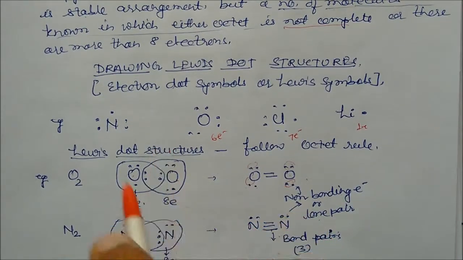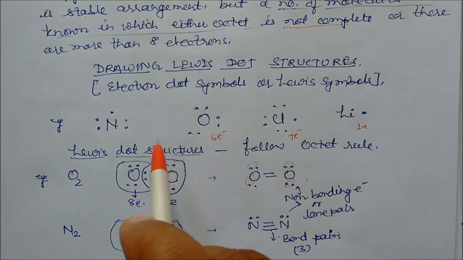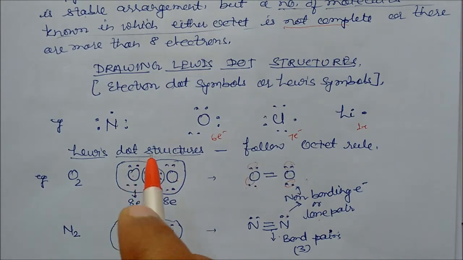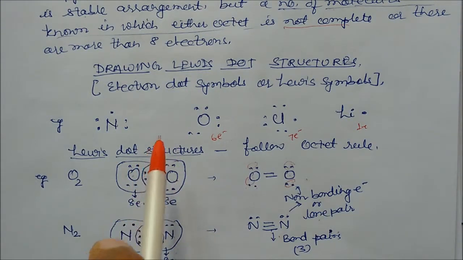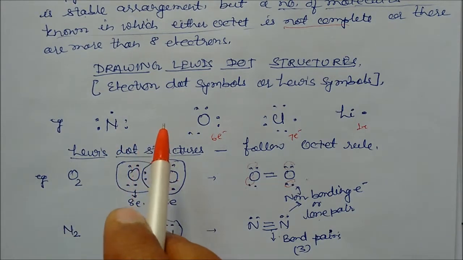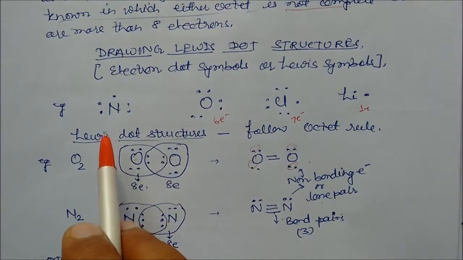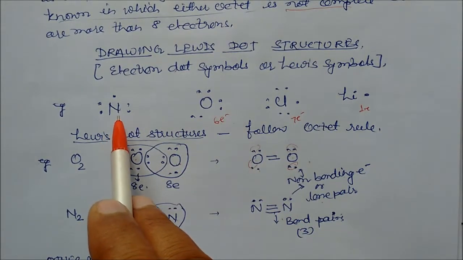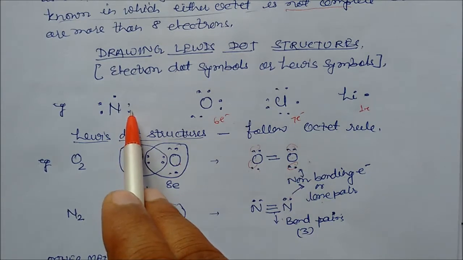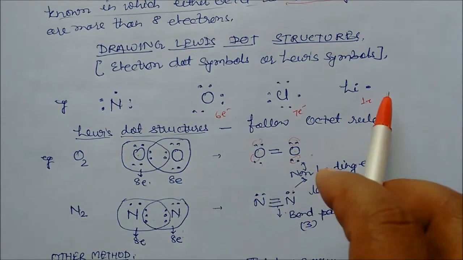So first we understand this through Lewis, the name of a scientist who tried to explain why molecules are stable, why they have 8 electrons in their valence shell during stability. So this is the main condition for the molecules to become stable. So electron dot symbols for this structure: for nitrogen take the valence electrons, they have 5 electrons, write 5 dots, for oxygen 6 dots, for chlorine 7 dots, and for lithium 1 dot.